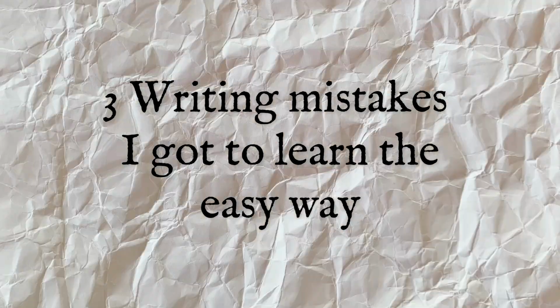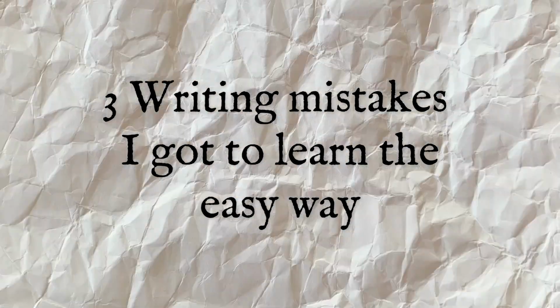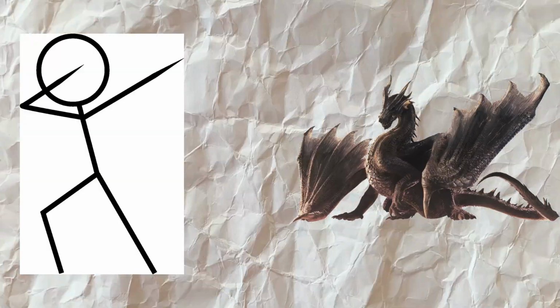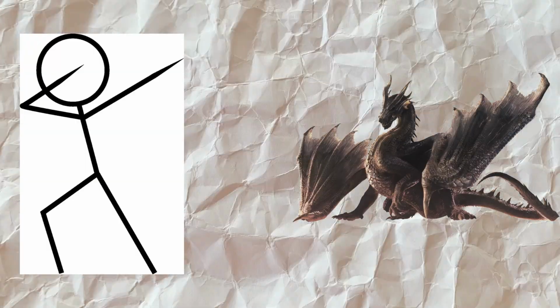I'm Matt the Creative, and today I'm going to share with you 3 writing mistakes that I learned the easy way. But first, a quick story about a time I was writing one of my many different personal stories. This one was called The Draco Stick, and it was a fantasy story about a half dragon, half stickman hybrid who goes on a journey to end a war between the two races that threatens to engulf the world.